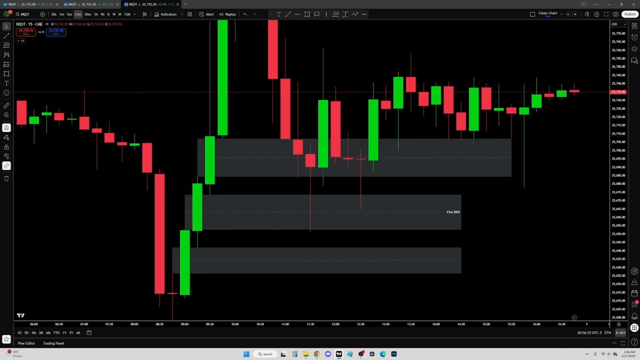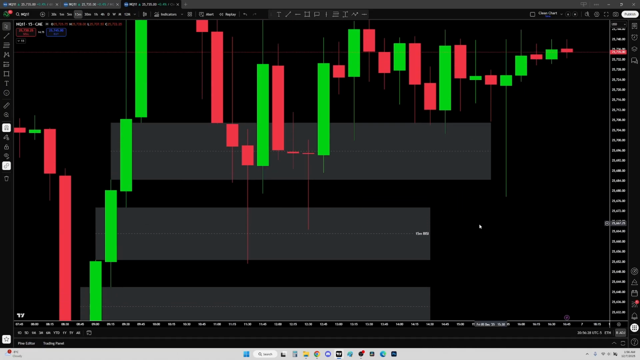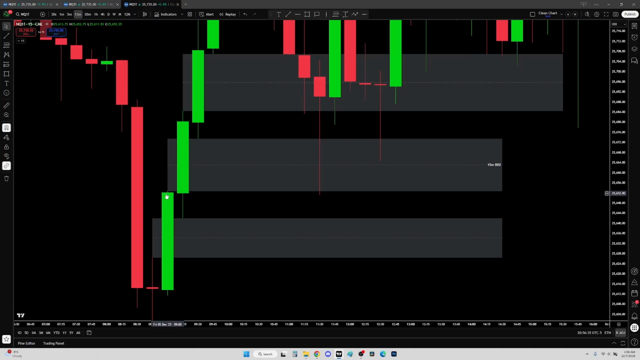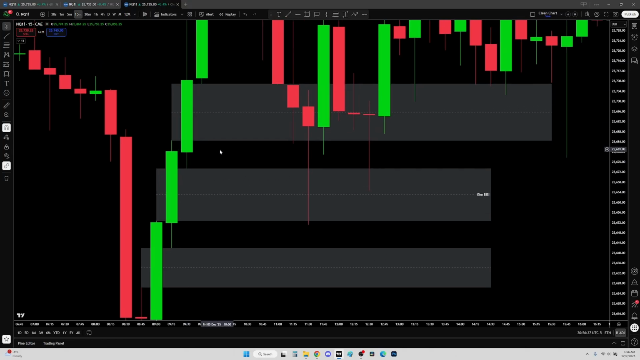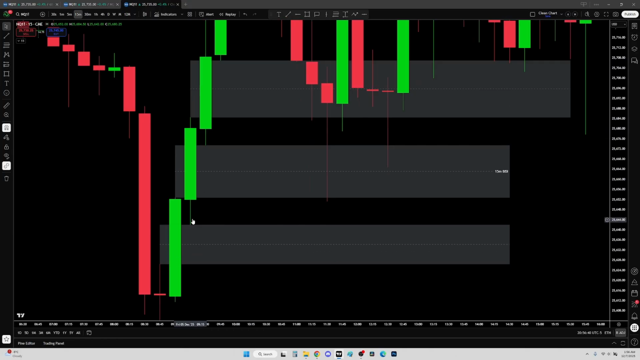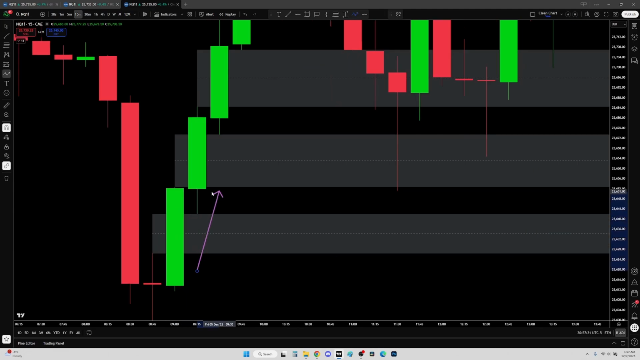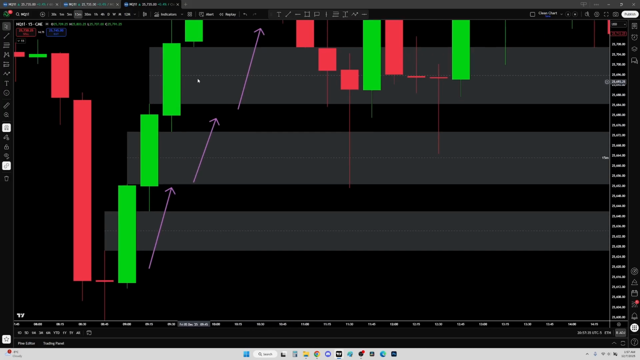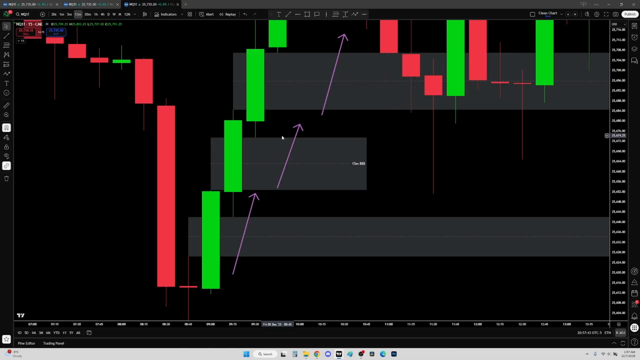BISI stands for buy side imbalance, sell side inefficiency. The reason why it's called a BISI is because only buy side was offered in this move higher. Same with this one and this one. At no point was sell side or downside delivered between this gap. Went higher, went higher, went higher. The only buy side was offered on the upside between these candles here. It's inefficient in that sell side was not offered before it continued going higher.